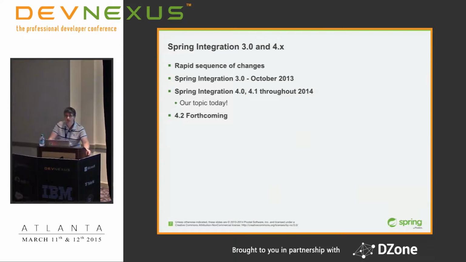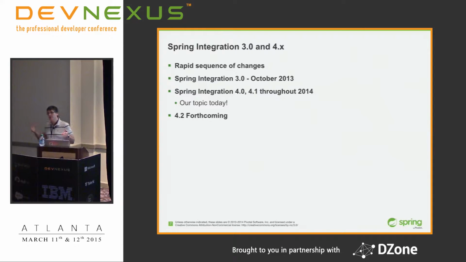Releases 3 and 4 actually came out very, very fast. So I wouldn't be surprised if, for example, you skipped release 3, because release 3 was basically the last one that supported Spring Framework 3 and was released in October 2013. Throughout 2014, we got 4.0 and 4.1, and release 4.2 is forthcoming.